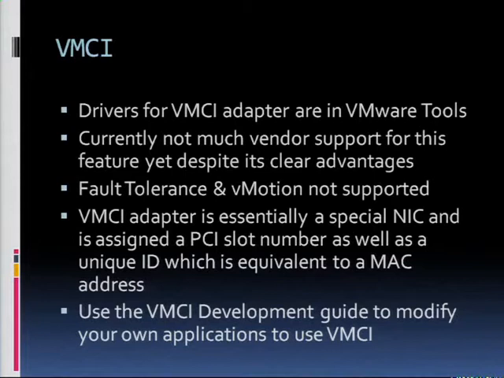The VMCI adapter is essentially a special NIC. If you look in the configuration file of the VM, it's assigned a PCI slot number as well as a unique ID, which is equivalent to a MAC address. So you'll see in there a special ID that's assigned for every VMCI adapter that's unique, which it uses to communicate and identify each adapter from each VM. The development guide, like I mentioned, allows you to modify your own applications to use VMCI. It's pretty handy. It gives you code examples and instructions on how to modify your own homegrown apps if you want to take advantage of this feature.